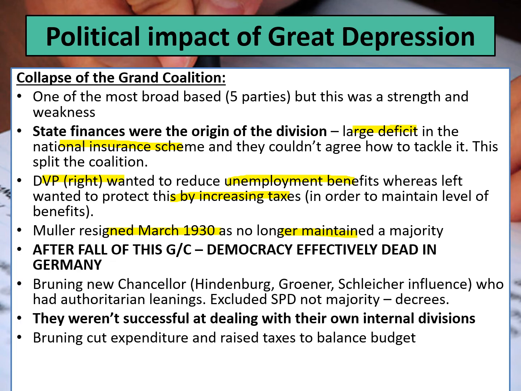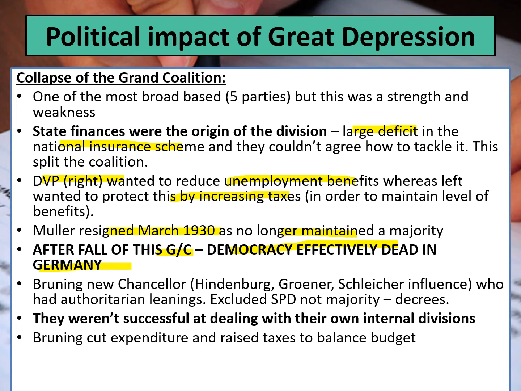Now, this is really significant because after the fall of the Grand Coalition in March 1930, democracy is effectively dead in Germany. It technically exists until the end of the Weimar Republic in January 1933, but actually it's essentially dead already, because at this point they start relying on Article 48 and using Hindenburg to pass laws. The Reichstag essentially becomes quite unmanageable, as we're going to see under Brüning.